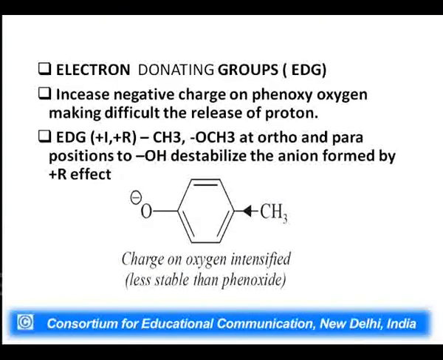Whereas, if an electron donating group is present on the phenol nucleus, then it increases the electron density on phenoxy-oxygen, thereby making the cleavage of this bond difficult. Hence, the release of proton becomes difficult. So if electron donating groups like methyl or methoxy are present at ortho or para positions to OH, then they will destabilize this by increasing the negative charge on the oxygen. And this molecule, that is cresol, will be less acidic as compared to phenol.